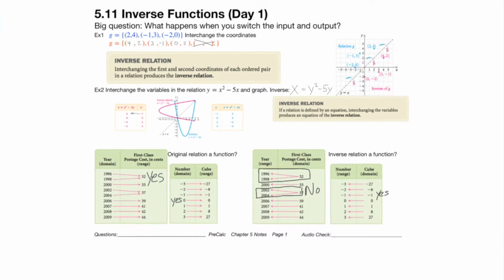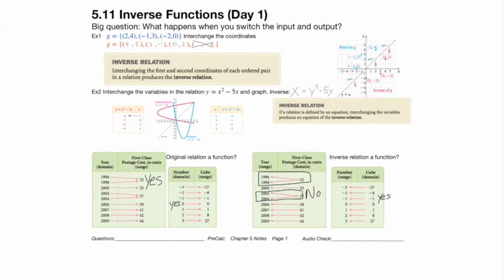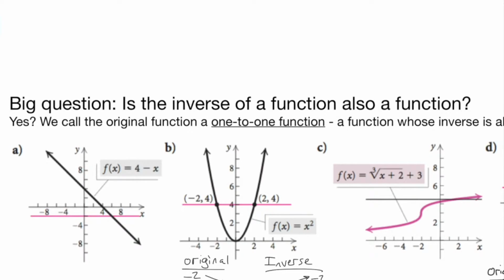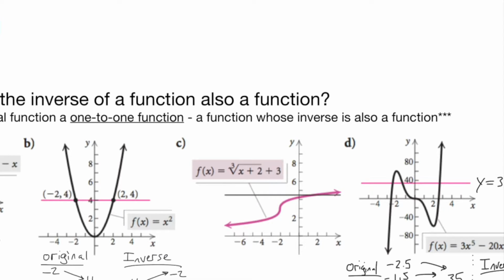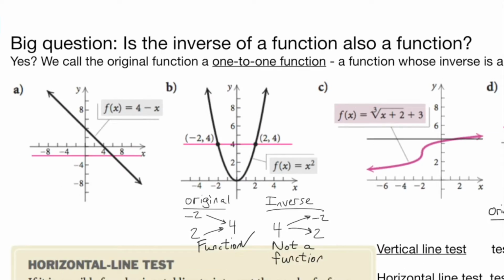So the big question becomes, is the inverse of a function also a function? And if it is, then we're going to call that original function a one-to-one function. You can think of a one-to-one function as a function whose inverse is also a function. That's not actually the core definition, it's a result of the core definition, but we're just going to say a one-to-one function is a function whose inverse is also a function.